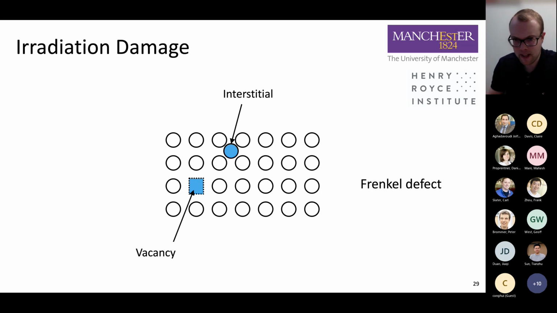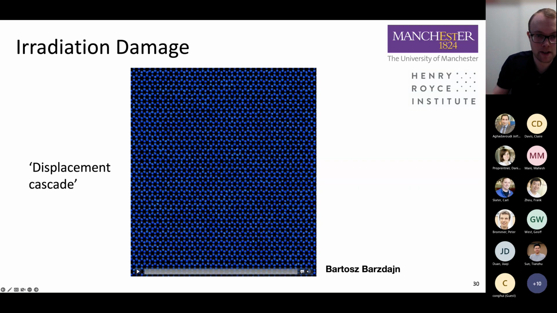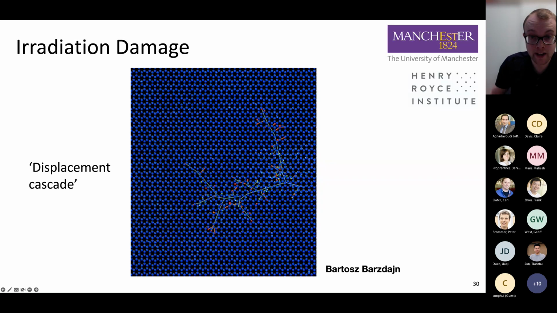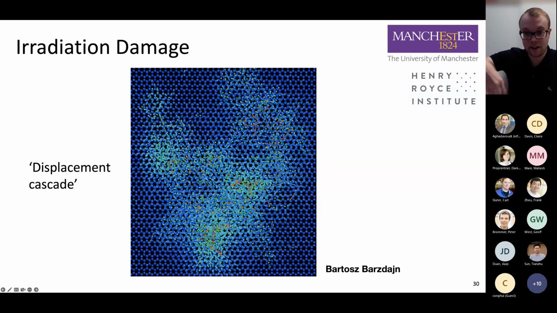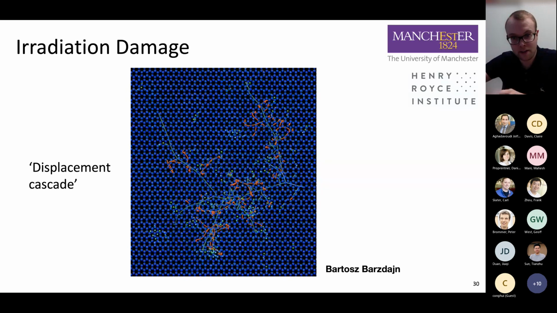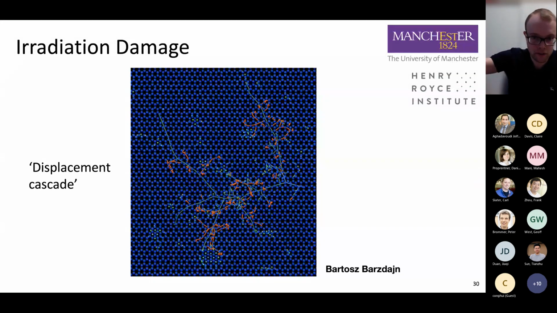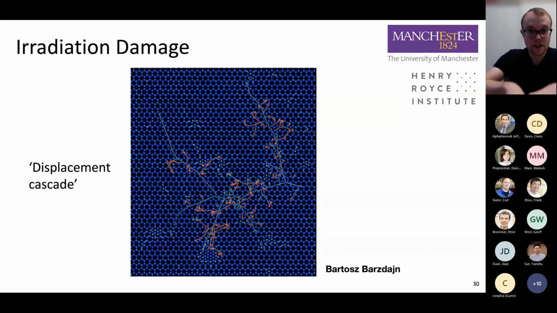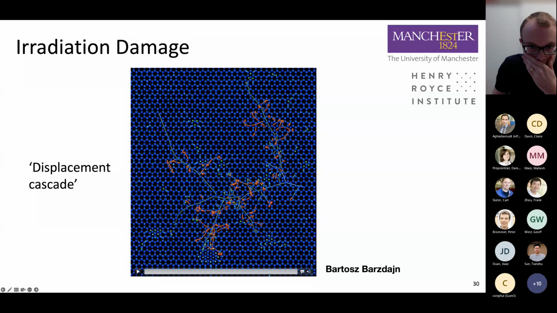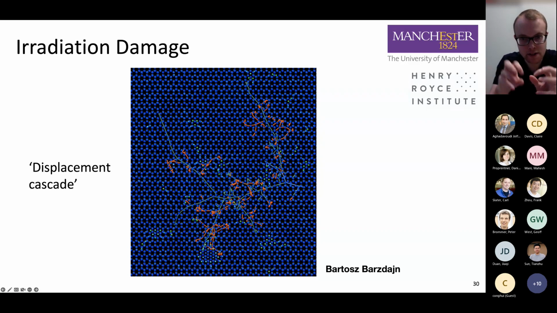Now, that actually isn't what happens when we bombard with an energetic particle. What tends to happen is something like this. If I just play this for you, we have an energetic particle coming in that hits and knocks on a particle, that then hits and knocks on a load of other particles, etc., until we have what's called the displacement cascade. And I should acknowledge Bartek here at Manchester, who's given me this animation of one of his simulations.